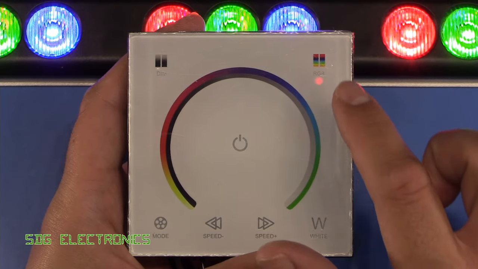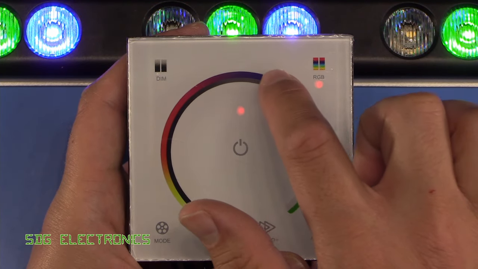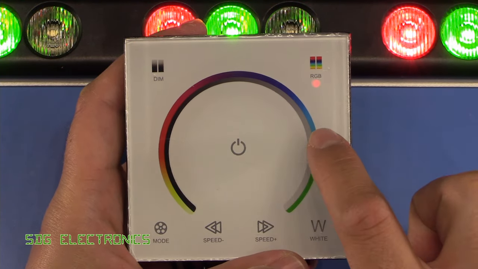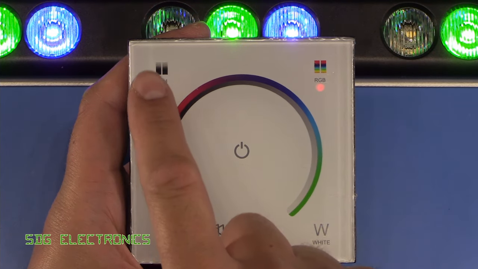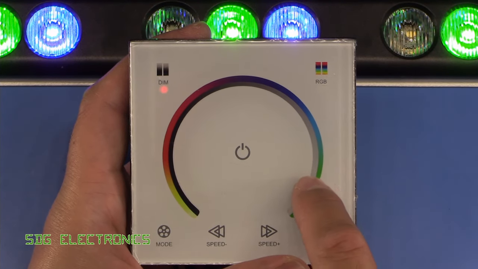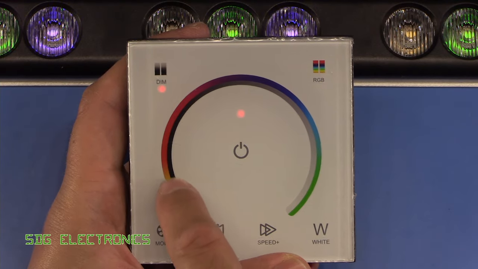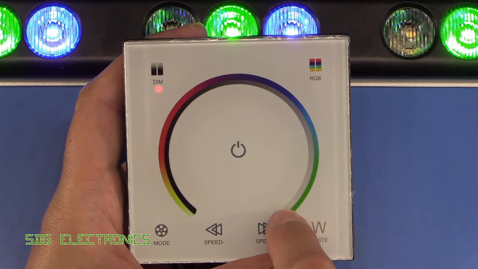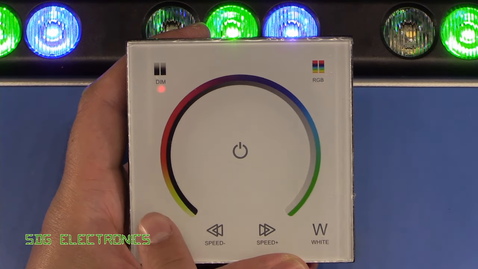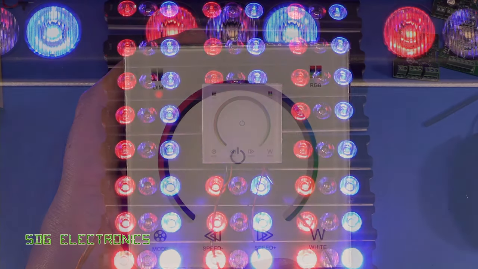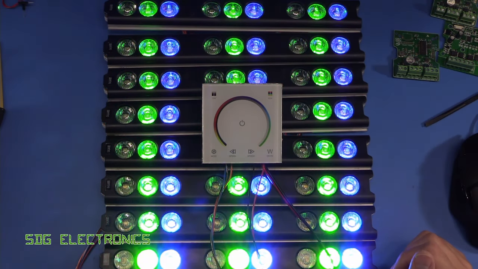So it's in RGB mode, and we can pick any colour on the colour wheel, and that all works quite nicely. We've got the global brightness using the dimmer. And then we've got some colour fading modes. So here we've got eight of these modules connected together.